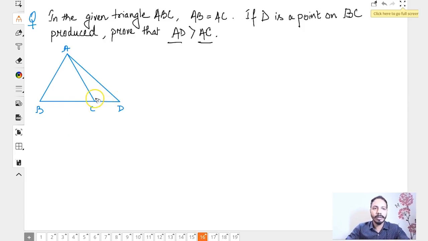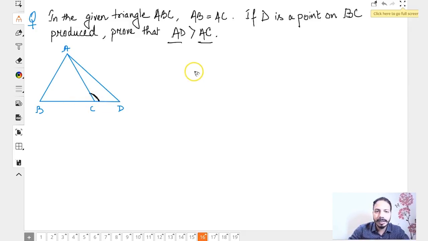In this one, I will quickly say that we have to use the concept that we have learned: in a triangle, if one angle is greater than the other angle, then the side opposite to the greater angle will be longer. So let me prove this. See here, in this triangle, this is the exterior angle, right? And the exterior angle is equal to the sum of these two angles.